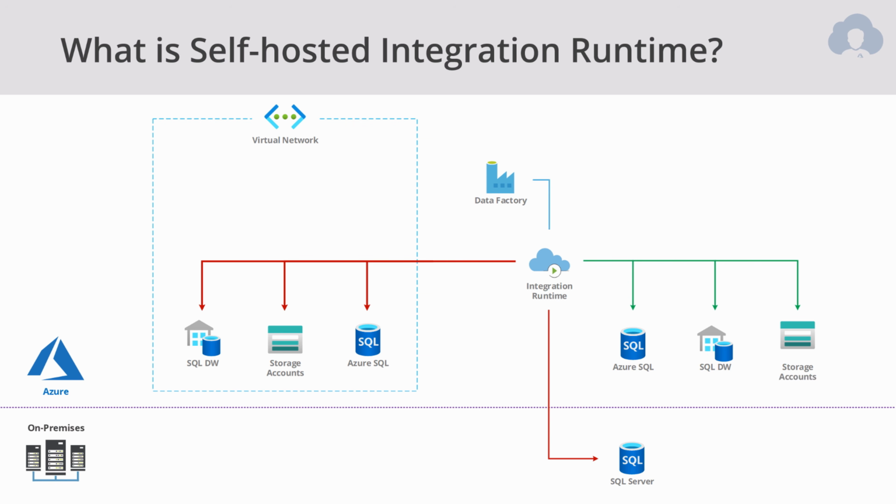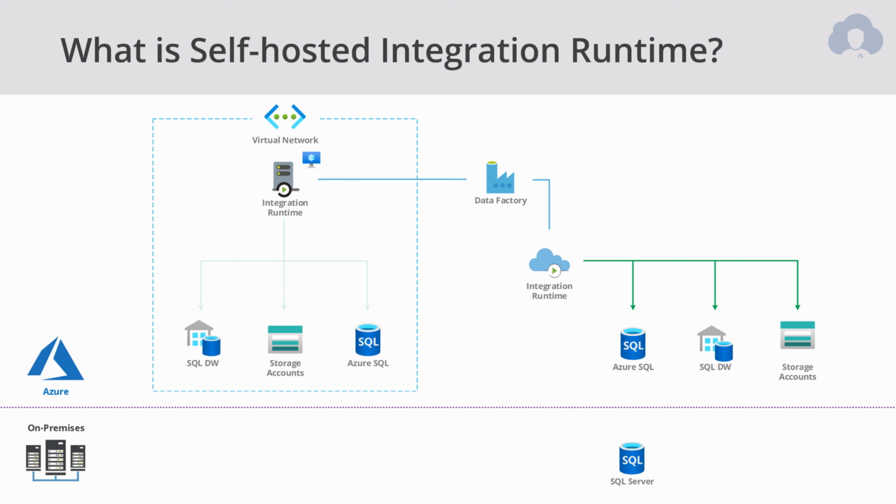So to solve both of those scenarios, you can do something else. You can actually install your own integration runtime on a virtual machine or on premises, therefore a self-hosted integration runtime. So you host your own integration runtime wherever you want. In the first case, you install it on a virtual machine within the same virtual network as those resources have configured in a firewall setting, allowing you to connect from the data factory to firewall protected services.